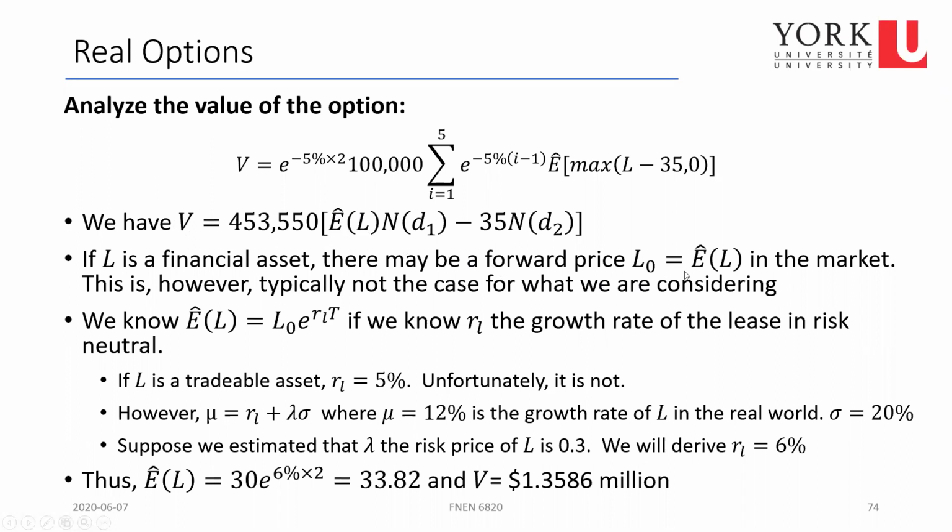But if we don't have that forward price available in the market, typically you would not have, then we have to figure out what is the risk neutral expected value of this lease rate 2 years from today. And we know in risk neutral world, everything grows at a risk-free rate. So we're taking the current lease rate, which is, I believe, $30, and then you grow that at the risk-free rate for the time here, okay?